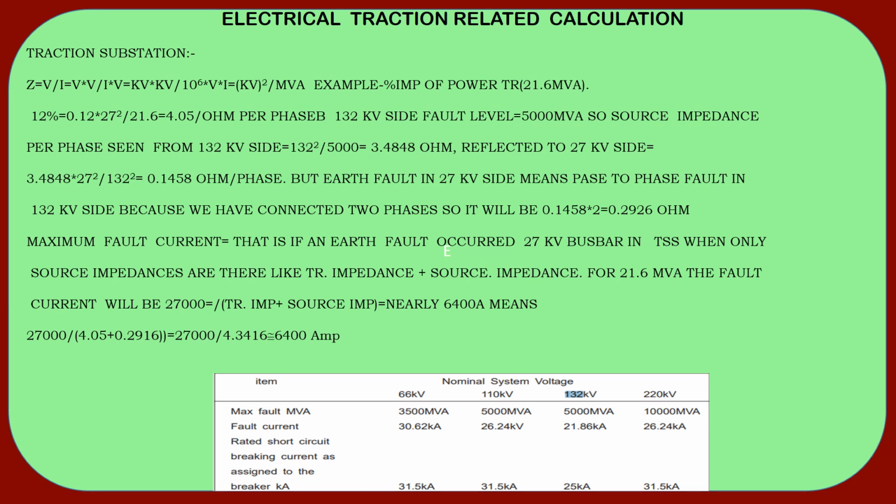For OCR 1, we keep the fault current 25% above. The instantaneous relay will be set on 6400, converted into the 132 kV side. It will reduce, so multiply by 27 by 132. Then it will reflect the current in the primary. 25% more means multiply by 1.25. That will be the current setting of the relay OCR 1.